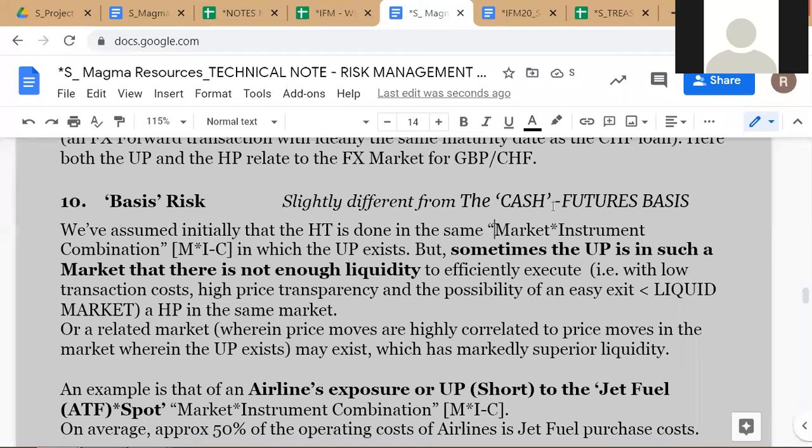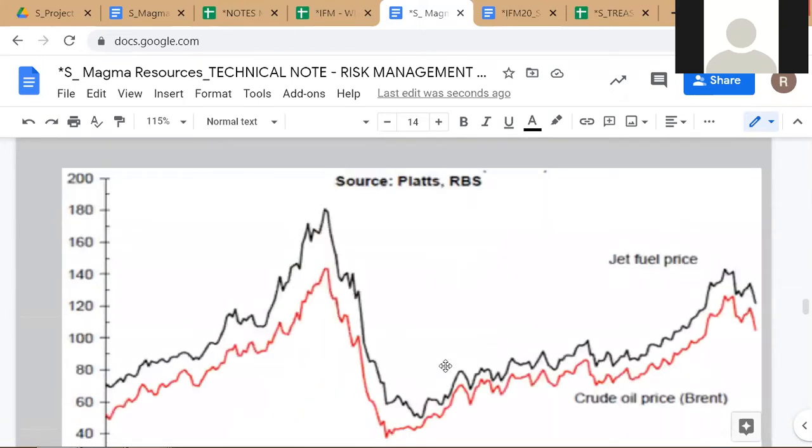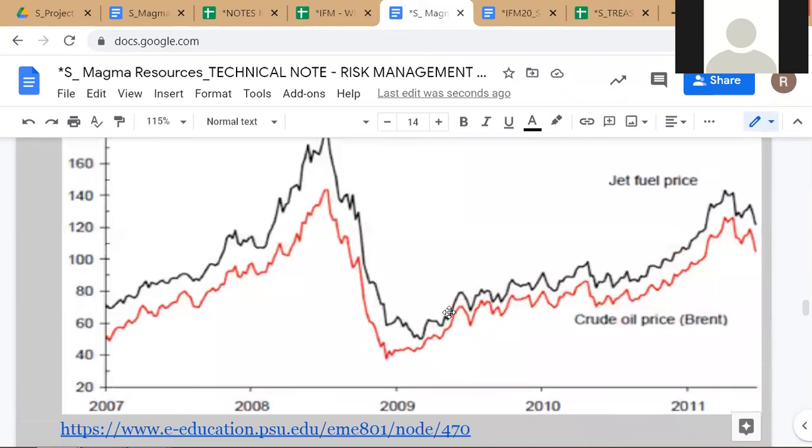In this entire context, the word basis is being used in the sense of a difference between two variables. So if you go back to the chart that we had here, basis risk is the risk of adverse fluctuations in this variable. And what is this variable? It's just jet fuel minus crude oil. And so this is referred to as the basis.